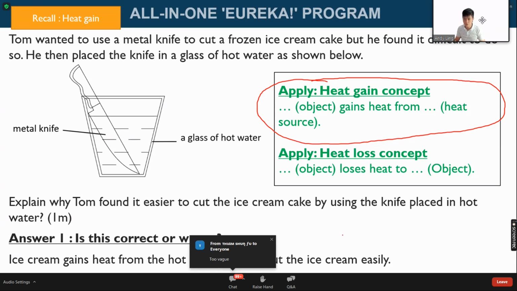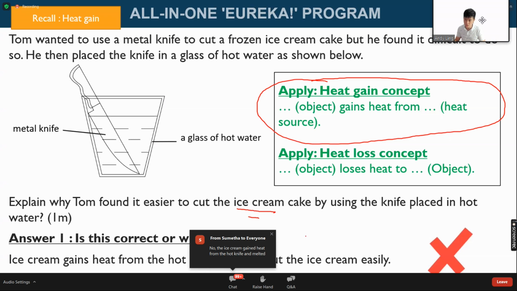Okay. Oh, wow. Quite a number of people say it's wrong. Huh? Why is it wrong? Very good. Why is it wrong? Not complete. What do you mean by not complete? What is missing? What do you mean by too weak? Ice cream don't gain heat. That is wrong, Ian. Incomplete explanation. What do you mean by incomplete? Missing hot water. This is 1 mark. But we are talking about ice cream, remember? Ice cream is the subject of the equation. It is the main thing we are talking about. Yep.